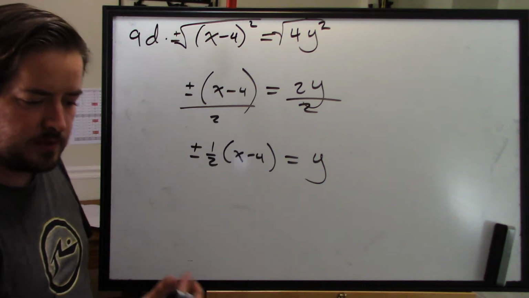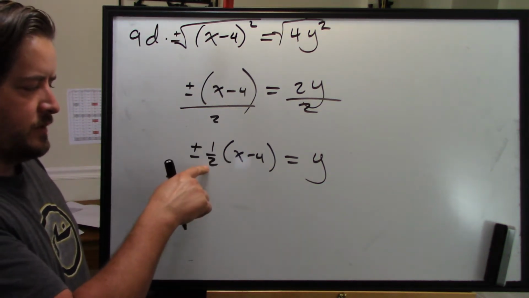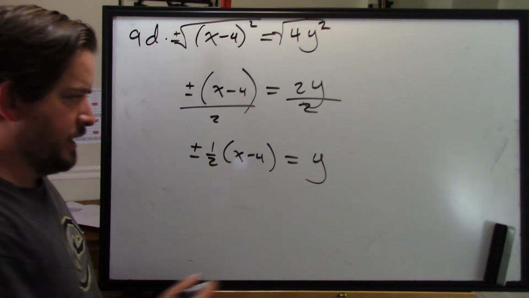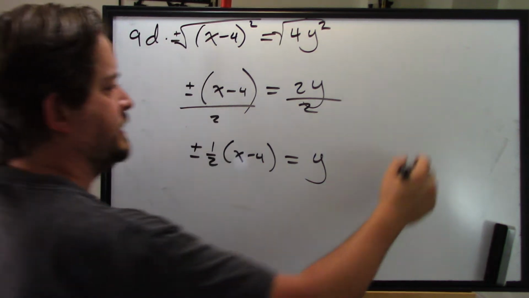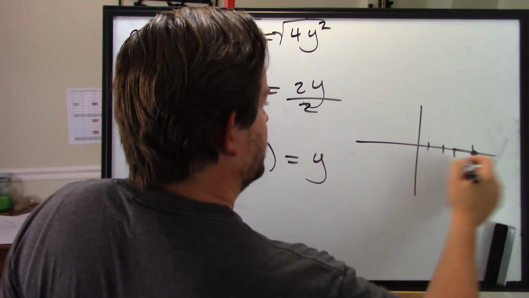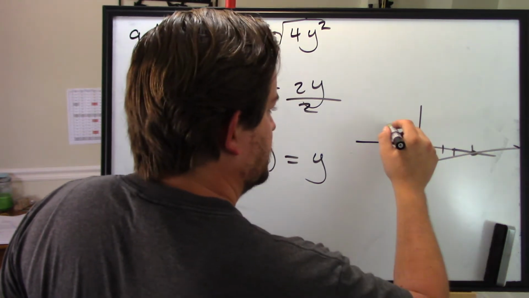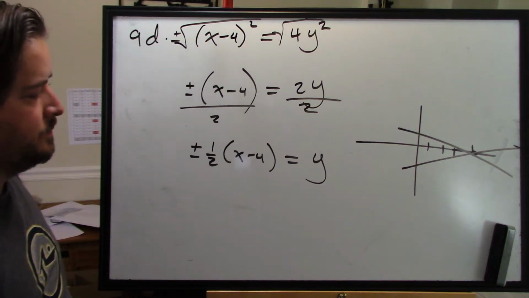They're not parabolas, they're not hyperbolas, it's not an ellipse. It's just these two lines. One with slope 1/2, one with slope negative 1/2, right? Who has a point at 4, 0. So you could actually find that 1, 2, 3, 4, it's there. One has a slope of 1/2, one has a slope of negative 1/2. Those two. That's my solutions.